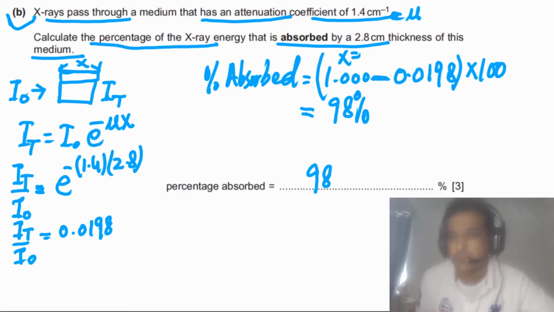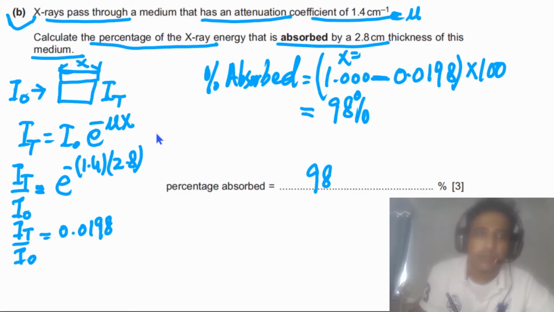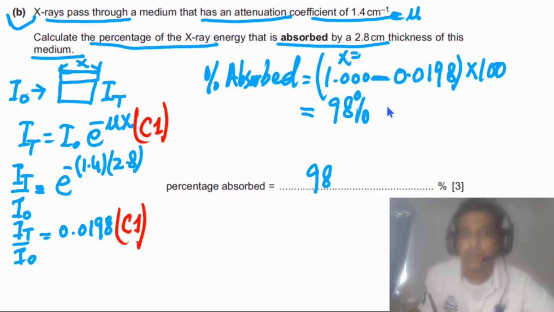And this question has 3 marks. The first mark you will get if you have written this formula, and the second mark you will get if you have got this value I over I naught, and the final mark is the answer mark. If you got the right answer, you will get 3 marks.